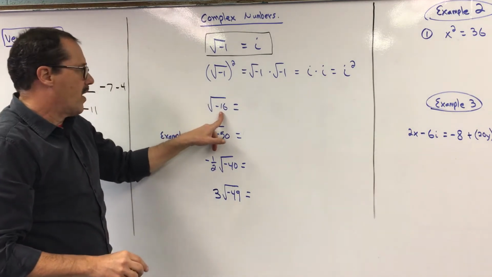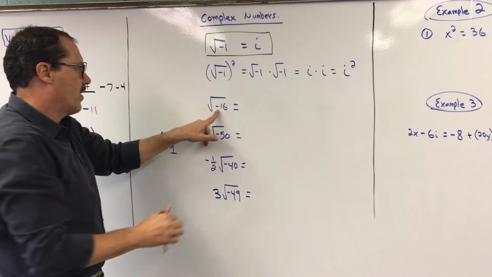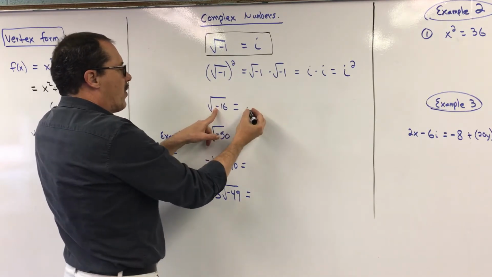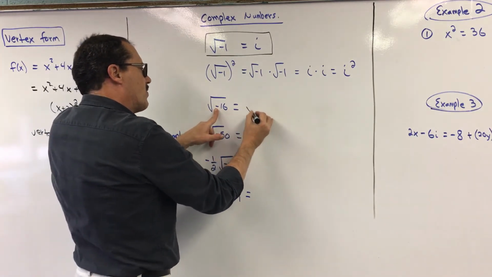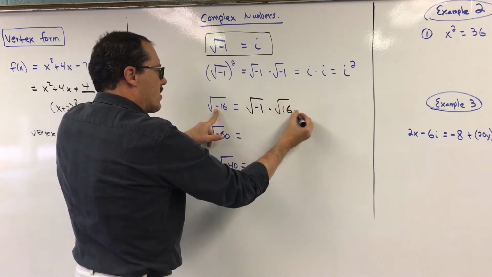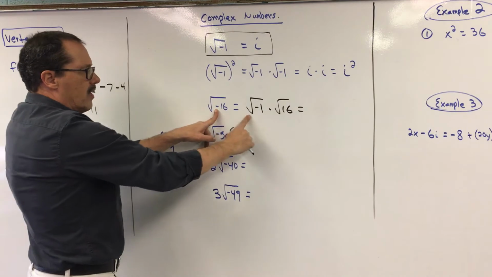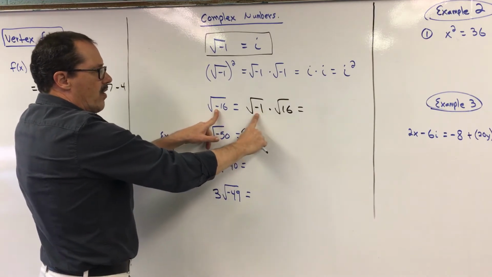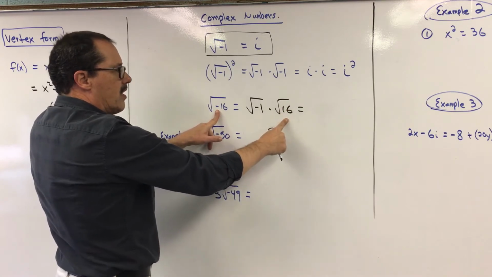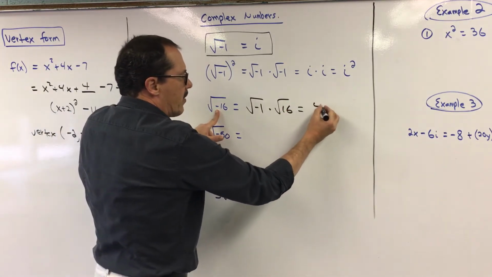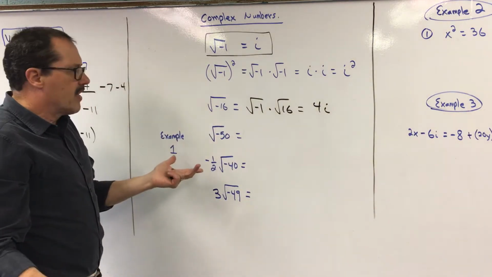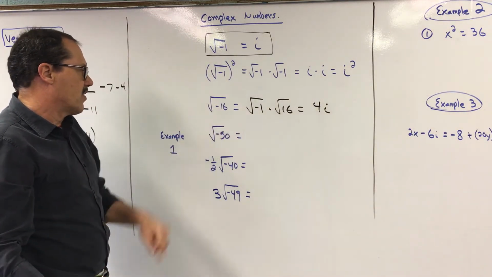So if I have to do this problem, the easiest way to think about this is to take the negative and put it outside. So this is equal to the square root of -1 times the square root of 16. It's those two things put together. Well, the square root of -1 is i, and the square root of 16 is 4. And so the correct way to write that is 4i. And I hope that makes sense.